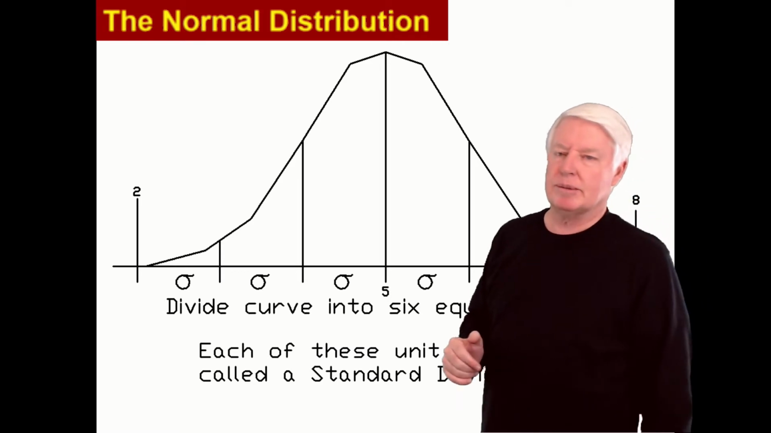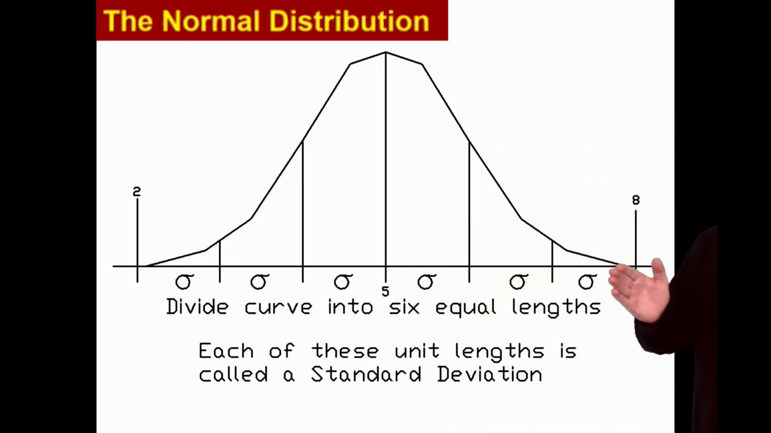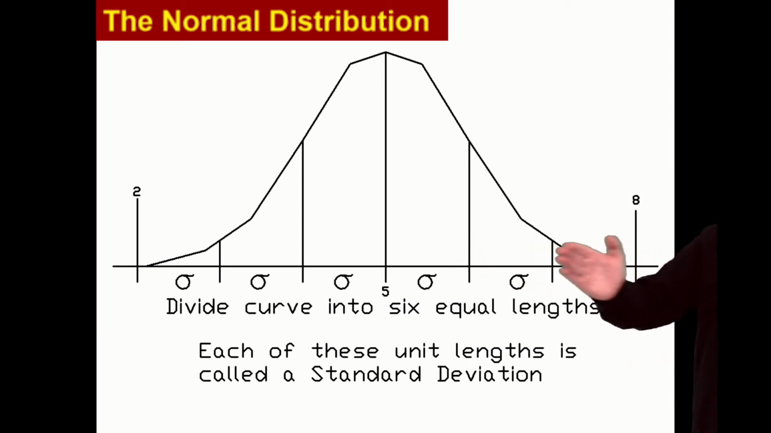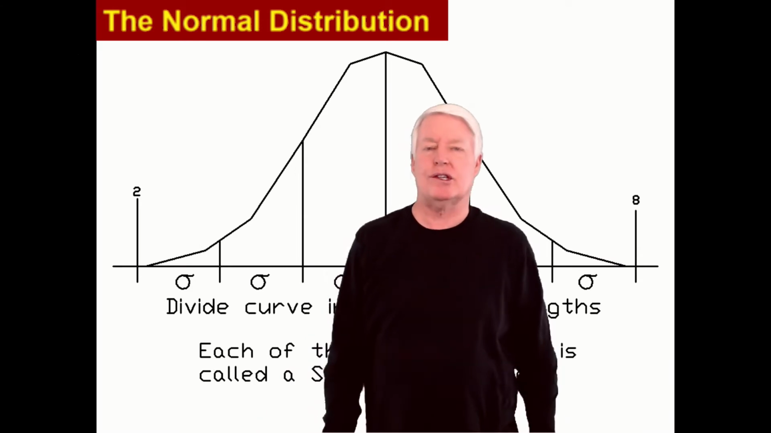You may have heard the term 6 sigma. What 6 sigma is, the spec limits are 6 sigmas away from the average. So the upper spec limit is 6 sigmas away, and the lower spec is 6 sigmas away.